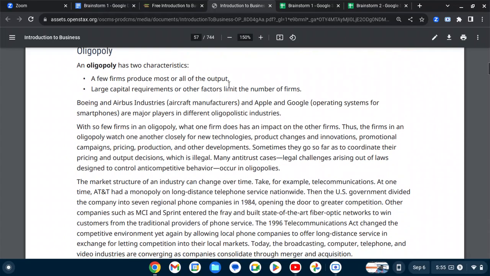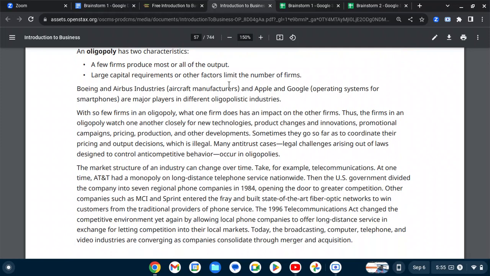Oligopoly. An oligopoly has two characteristics. A few firms produce most or all of the output. Large capital requirements or other factors limit the number of firms. Boeing and Airbus Industries, and Apple and Google, are major players in different oligopolistic industries.